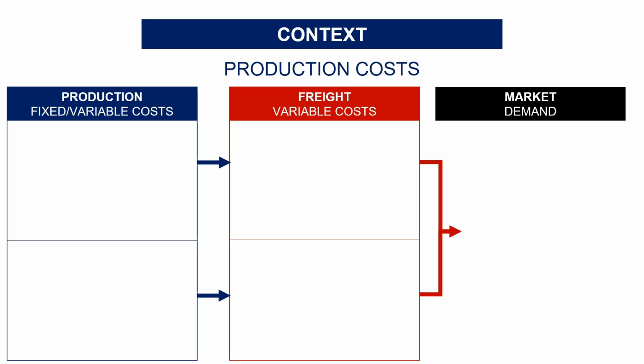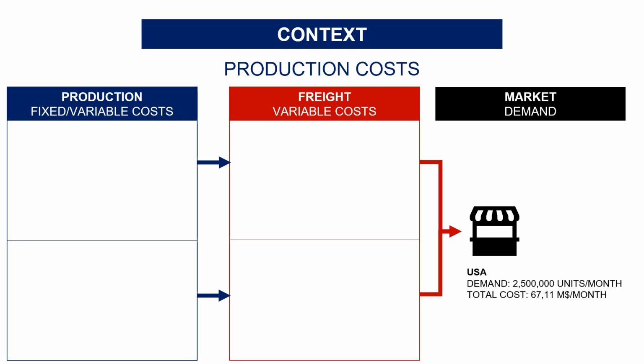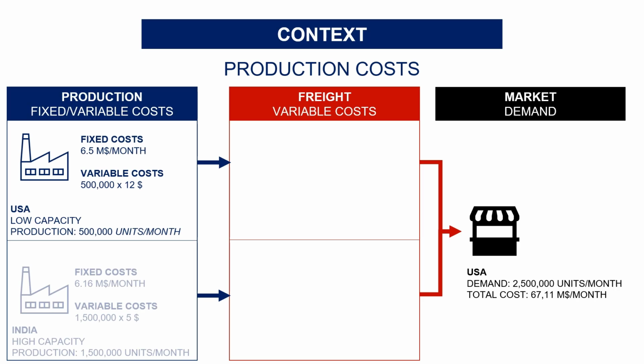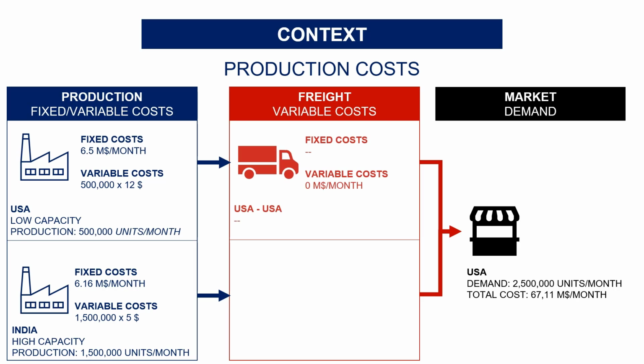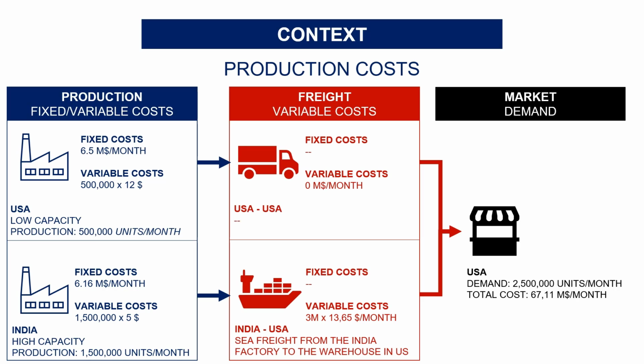Indeed, let's imagine you need to plan your production for a specific market. Here we take the example of the US market. You need to produce 2.5 million units for a total cost of $67 million. The production is shared between a large factory in India and a small one in US. We can clearly see that the production cost per piece is way lower in India. However, for India, you need to add the transportation variable cost to ship your product from India to USA.